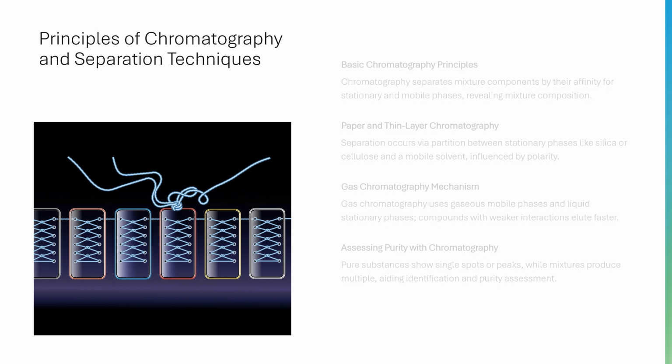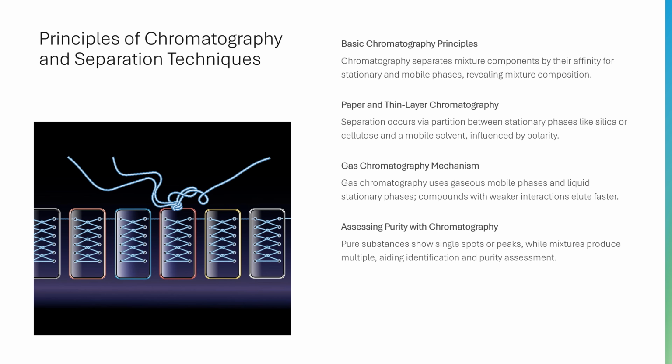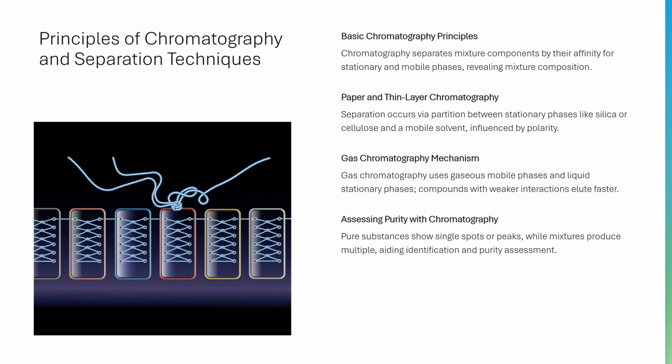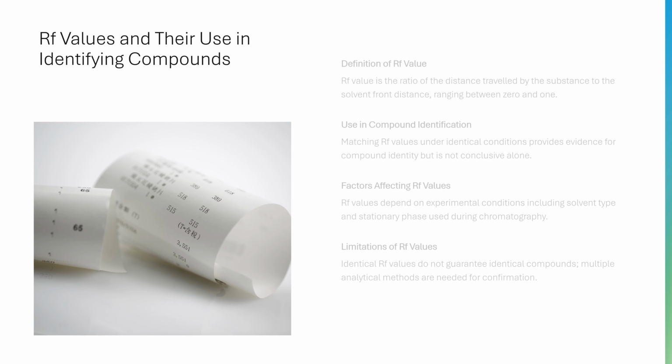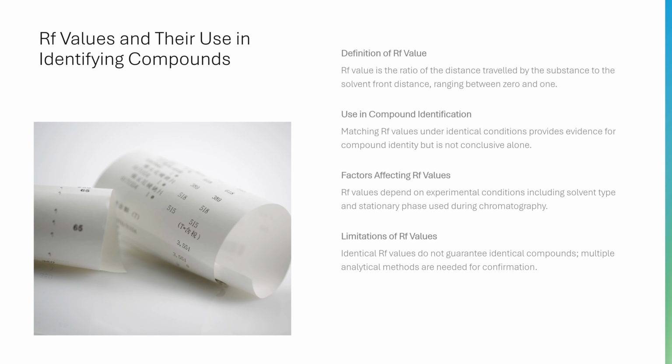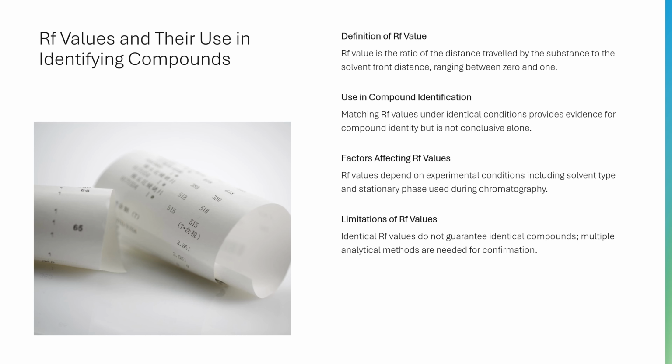Chromatography is a versatile analytical technique used to separate components of a mixture based on their relative affinities for a stationary phase and a mobile phase. In organic analysis, chromatography provides valuable information about the number of components present and can aid in identification when compared with reference data. RF values are a quantitative way of describing the movement of substances in paper or thin-layer chromatography and are central to identification in organic analysis.